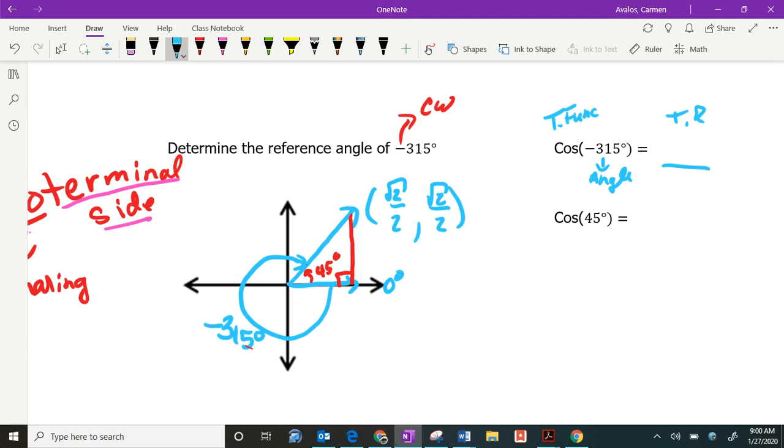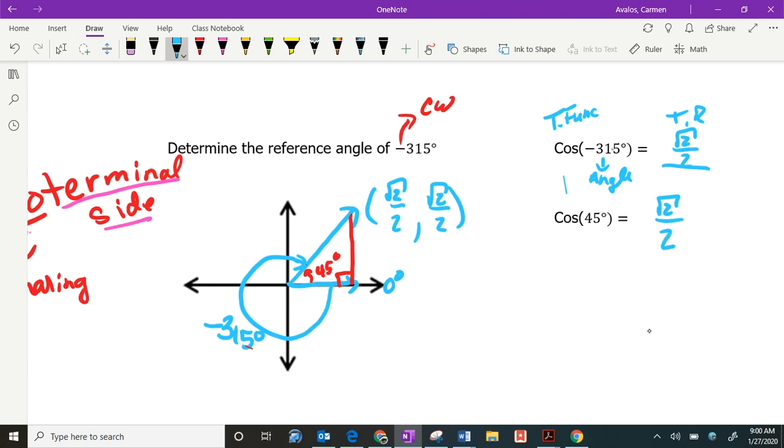That's the unknown. So the trig ratio here is cosine, so it's going to be the x value. So it's the square root of 2 over 2. Or you could do the left-hand rule of 45. And so again, trig function angle. So they're asking for the trig ratio. It's going to be the same.